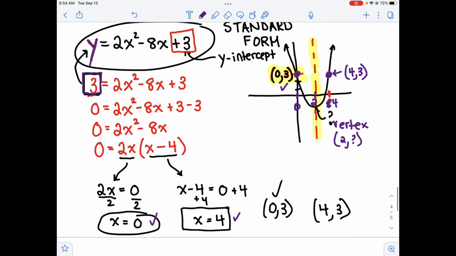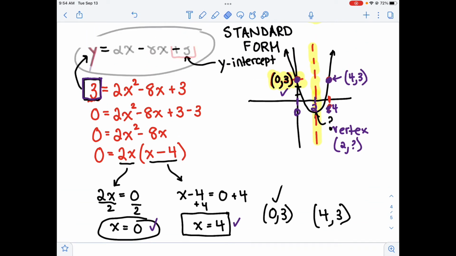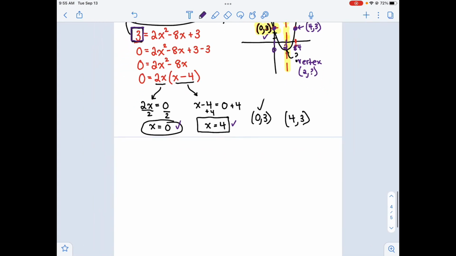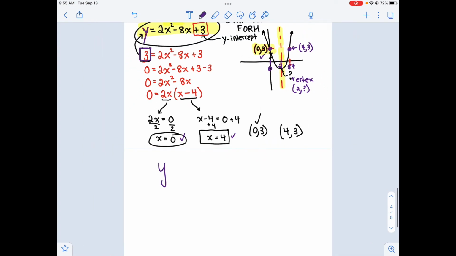So how could we find the y value? Well, why don't we go to the original, I didn't mean to erase it. Why don't we go to the original equation and sub our x value in and determine what y would be. Let's do that. I'm just going to shrink that so I can see it still. Okay, so my original equation, y equals 2x squared minus 8x plus 3. And I'm going to sub in 2 for my x value. So y equals 2(2) squared minus 8 times 2 plus 3.